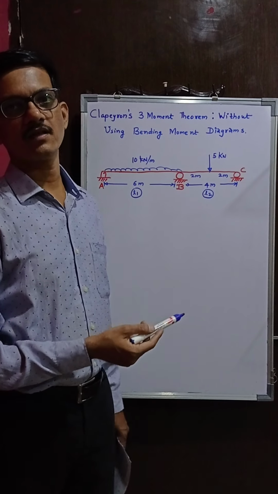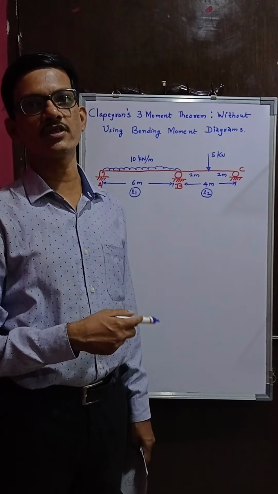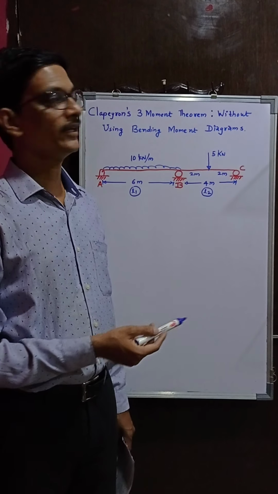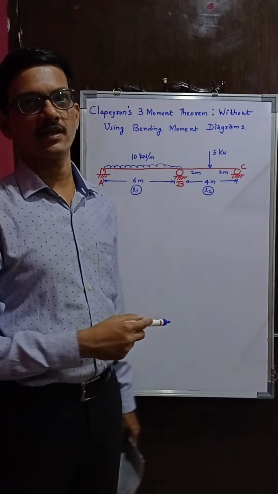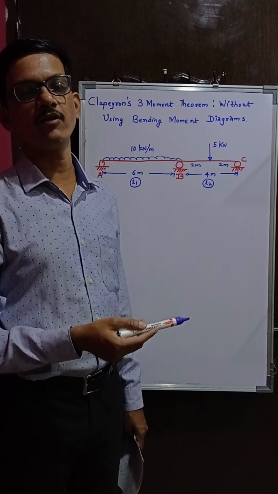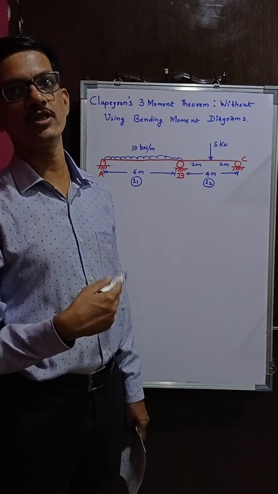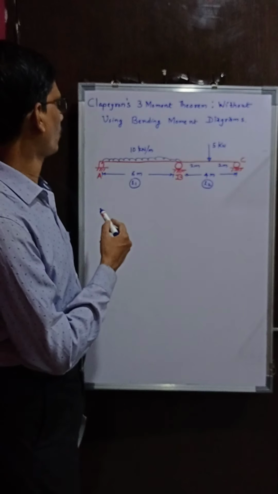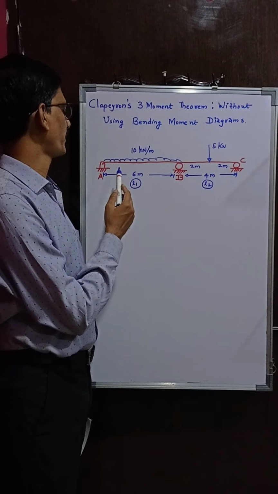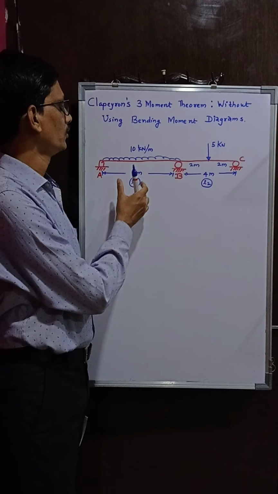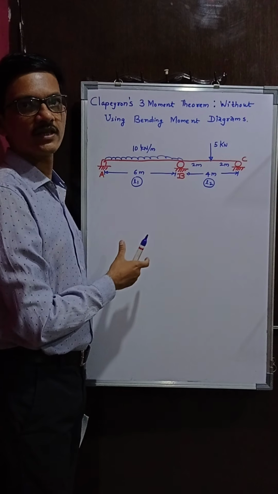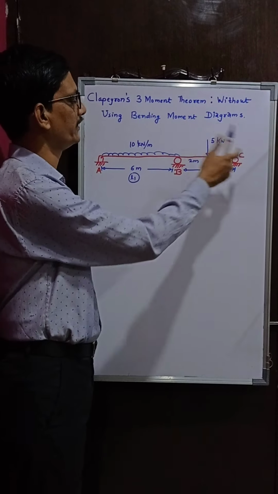Now first I will demonstrate how to use Clapeyron's three-moment theorem by using bending moment diagrams, and then in my second part I will demonstrate how to obtain the answers not by using bending moment diagrams. So let us start. Now we know that Clapeyron's three-moment theorem is applicable for two consecutive spans. So here I am considering two consecutive spans AB and BC.